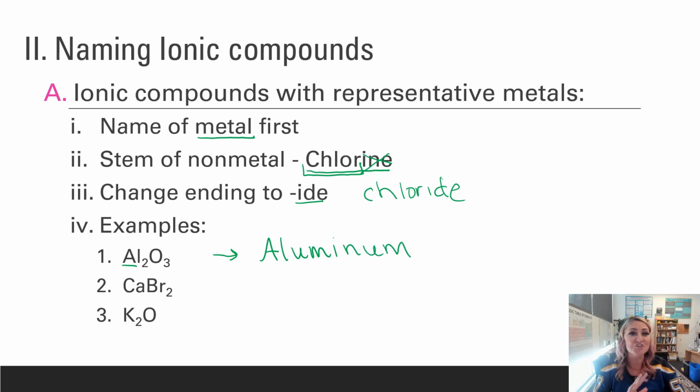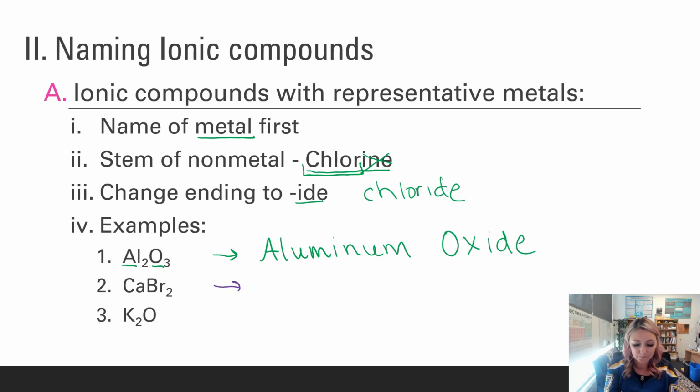Aluminum is our metal. We don't change anything about the aluminum. And our nonmetal is oxygen. Okay, so oxygen, we're going to take the stem, ox, and we're going to change the ending to -ide. So this is aluminum oxide. If you're feeling confident, you should pause right now, try the next two, and then check in with me to see if you got them right.